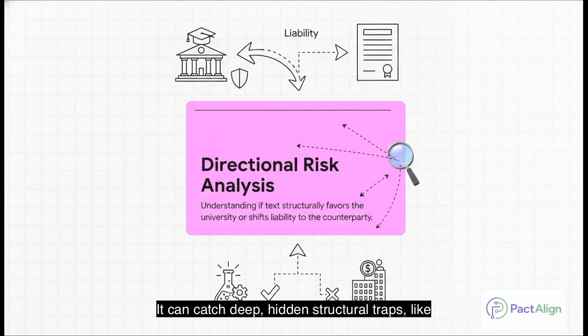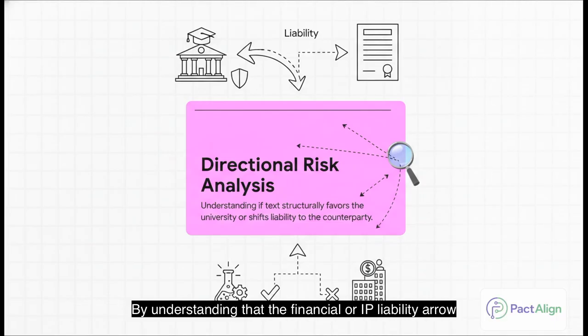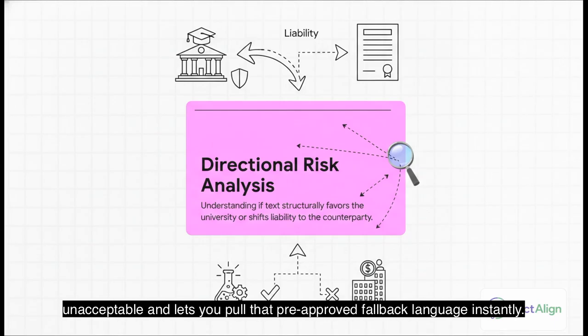It can catch deep, hidden structural traps, like a reverse reach-through, where an innocent-looking material transfer agreement subtly assigns your university's future lab breakthroughs to a corporate partner. By understanding that the financial or IP liability arrow is pointing back at the university, it immediately flags the text as unacceptable and lets you pull that pre-approved fallback language instantly.